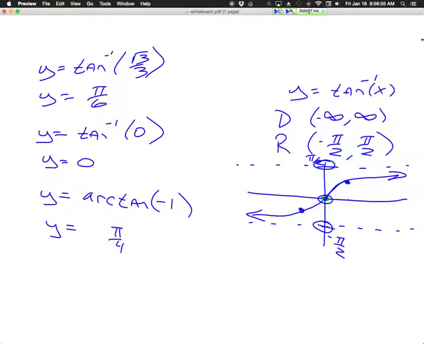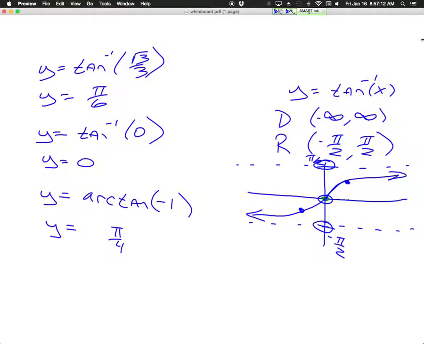So what do I need to look at to figure out what I need to do? How did we figure it out with inverse sine and inverse cosine? What did we do? Not really quadrants. What did we look at yesterday?